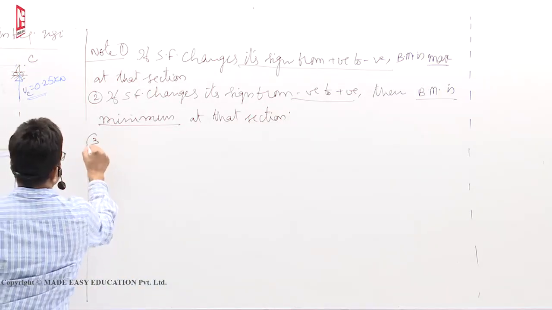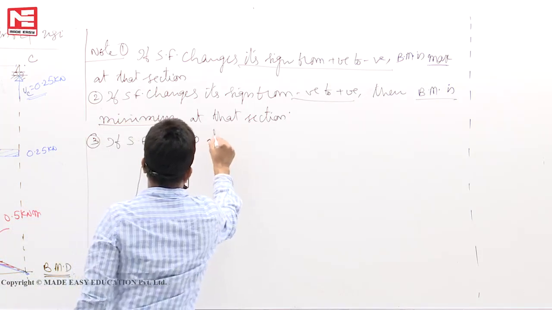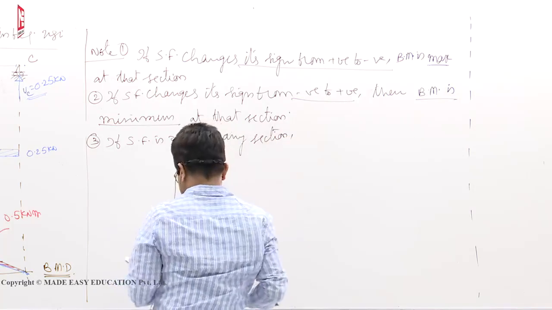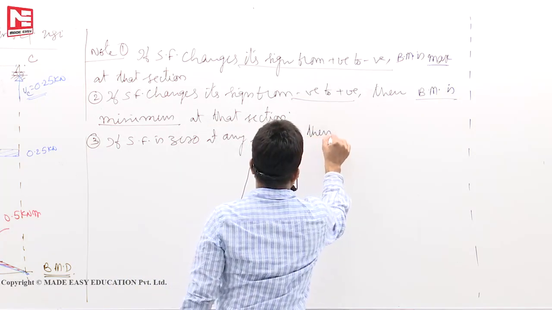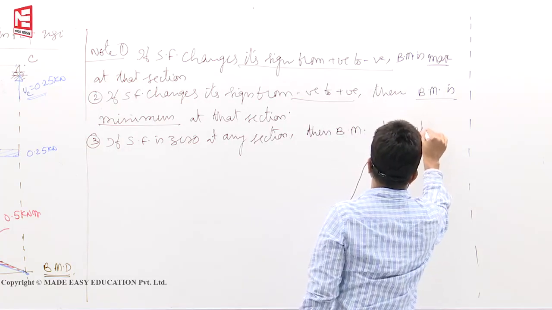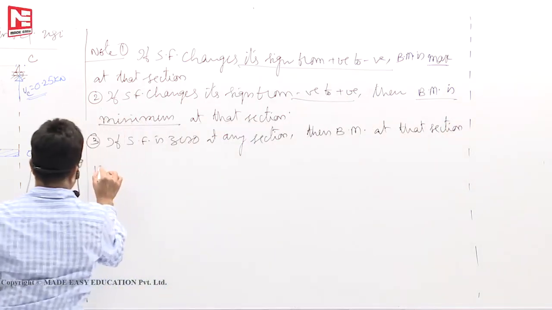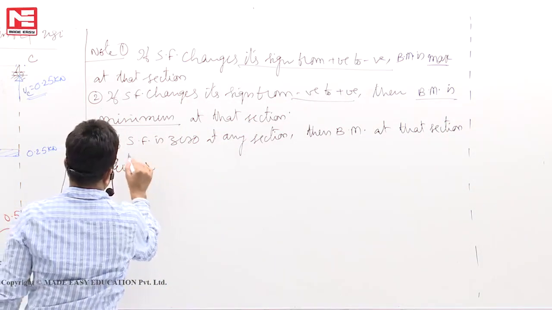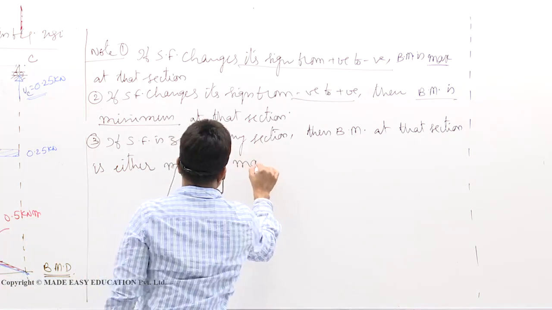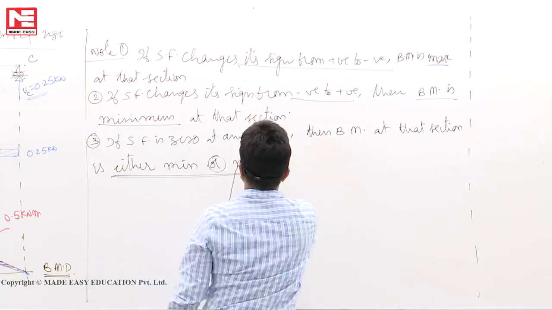Next, third point, if at any section shear force is 0, then what is the bending moment? Then bending moment at that section is either minimum or maximum. It can be either minimum or maximum, if shear force is 0.